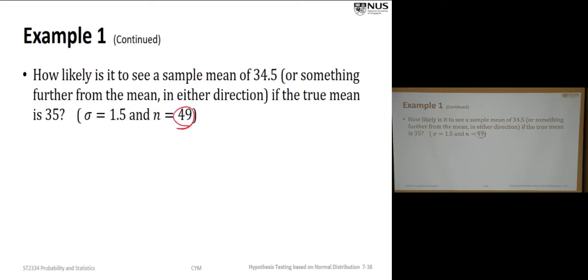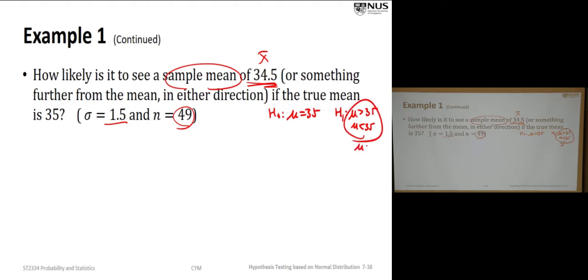Now with n equal 49, sigma equal 1.5, the sample mean x bar is 34.5, and we want to test H naught: mu equal to 35. How likely will we see this? Because we did not specify whether we are interested in the alternative mu bigger than 35 or less than 35, we include both. That means mu can be bigger than 35, mu can be less than 35. Combining them is equivalent to mu does not equal 35. So that is our alternative.